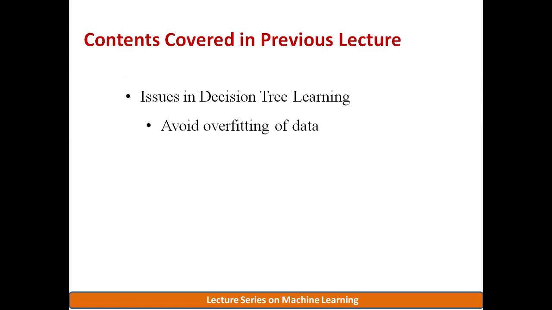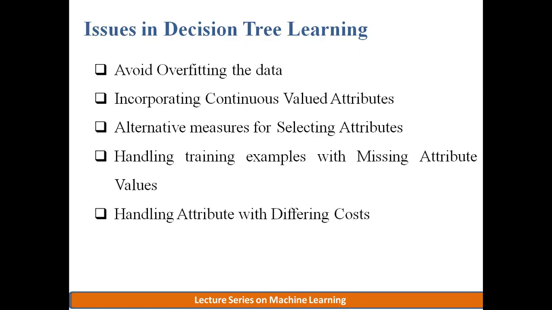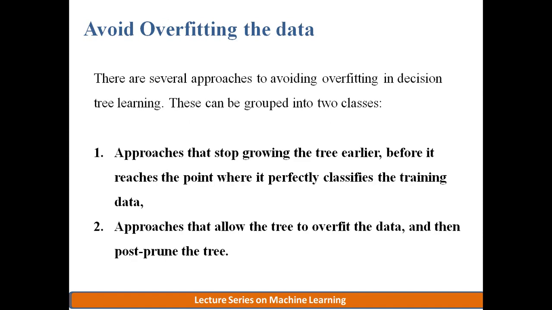In today's lecture, we are going to see how we can avoid overfitting of the data with two techniques, that is reduced error pruning and rule post pruning. So these are the issues that are faced in decision tree learning. We know that there are several approaches to avoid overfitting in decision tree learning.